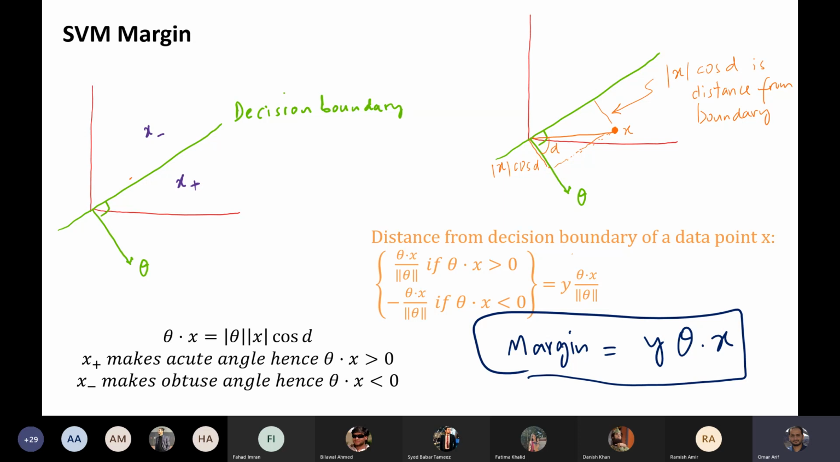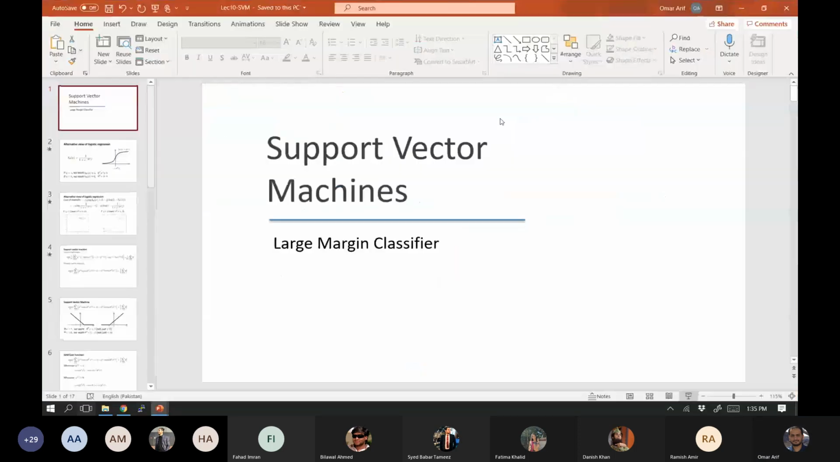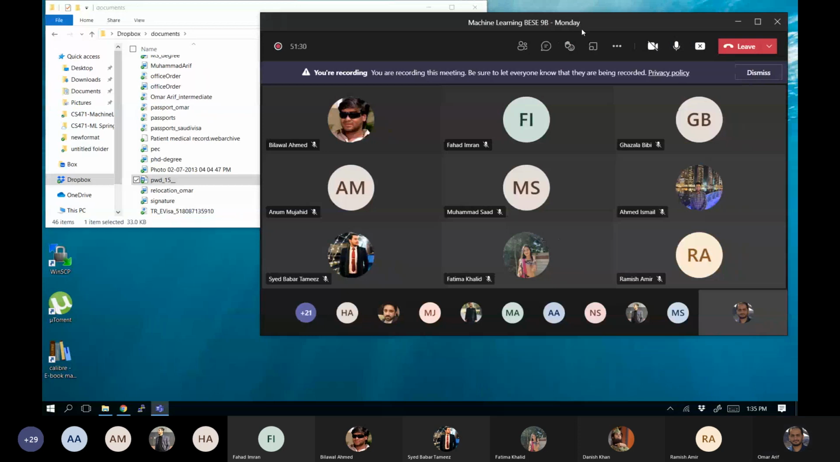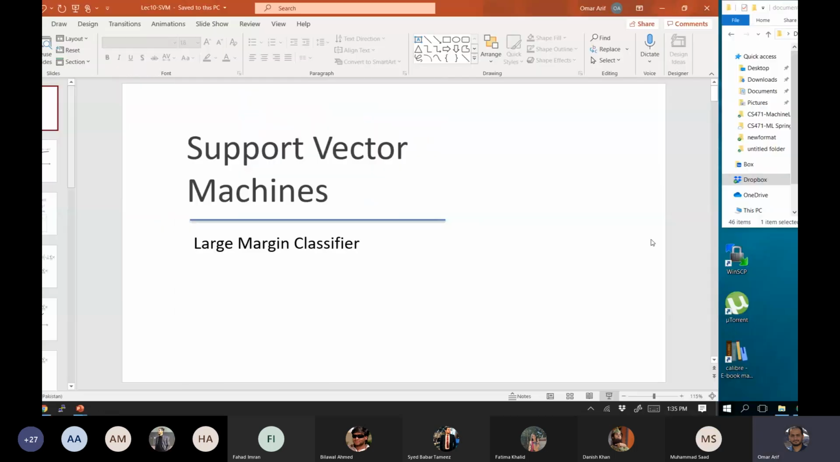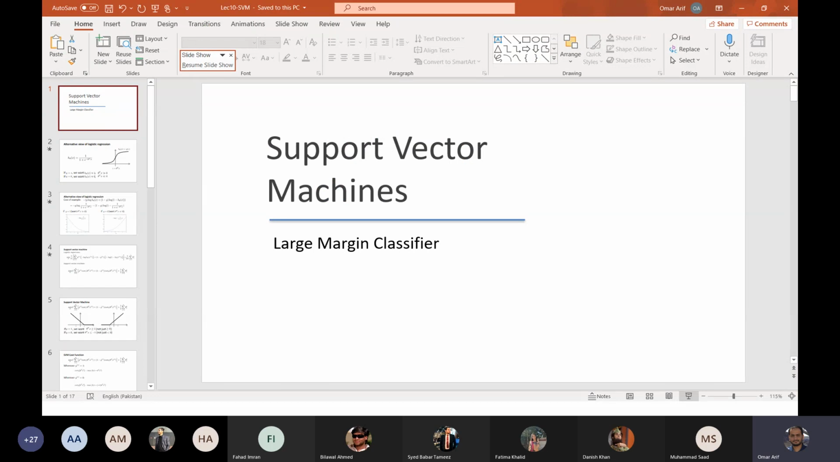Now the question is, if I wrongly classify a point, for example, a point lies here and the ground truth label is 1, okay? So what will my margin be? Will it be positive or will it be negative? Anyone? Sir, negative. ठीक है.